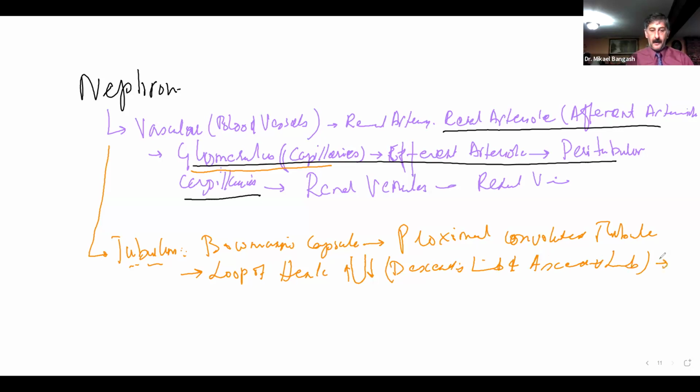After your loop of Henle, what do we have? We now have a proximal, then there's going to be something that we call the distal convoluted tubule. And that is going to lead into what we call the collecting duct.